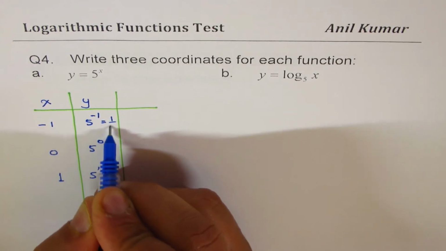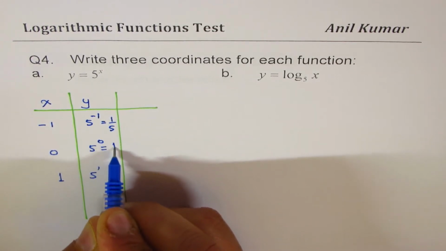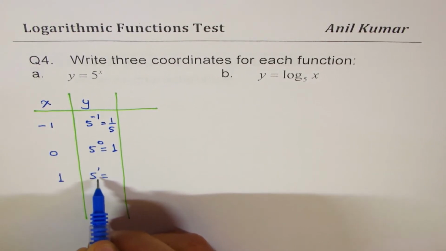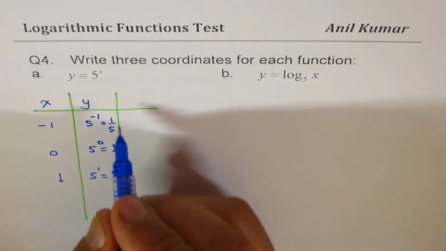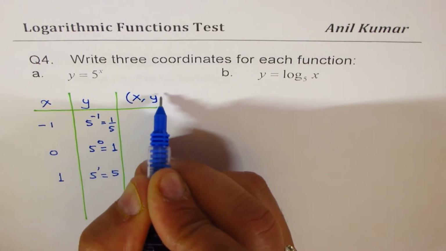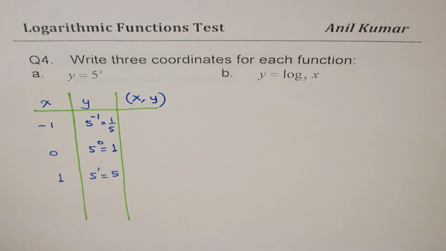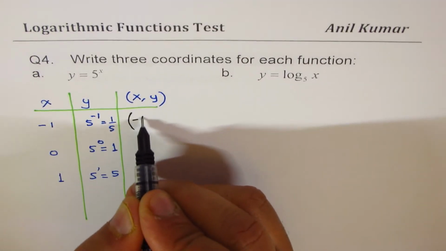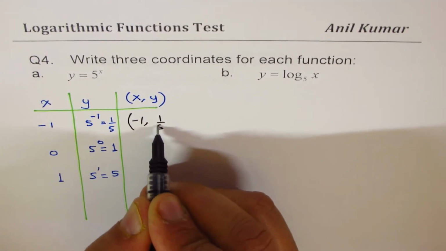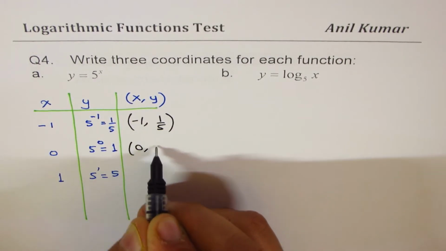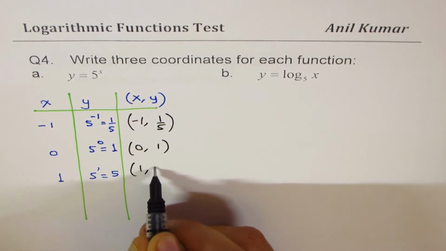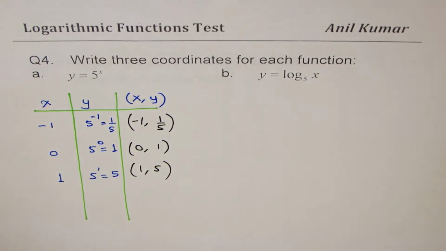As you know, this is 1 over 5, right? So this is 1 over 5. Anything to the power of 0 is 1. Anything to the power of 1 is the base itself. So that gives us the coordinate points x and y, which we can write as -1, 1 over 5, 0, 1, and 1, 5. Is that clear?